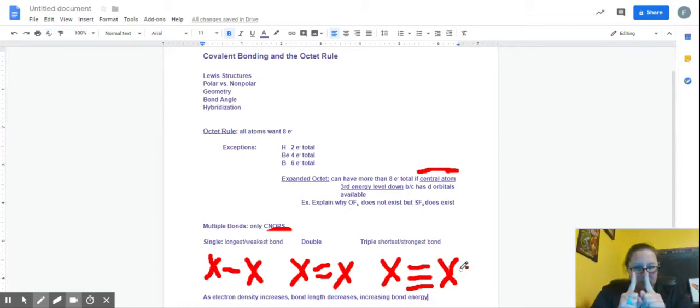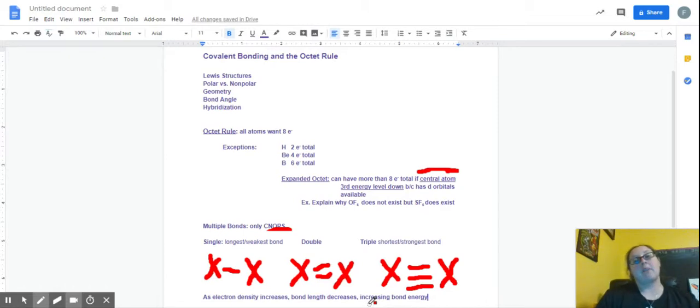If I have a really, really short bond, it's going to be a lot harder to break that bond, right? So therefore, the shorter the bond length, the harder it is to break the bond, meaning that its bond energy or bond strength increases. So relationship, electron density increases. That means I'm adding more electrons in the center to bond those atoms together. Bond length decreases, and bond energy or bond strength increases. Okay, that is our relationship there.